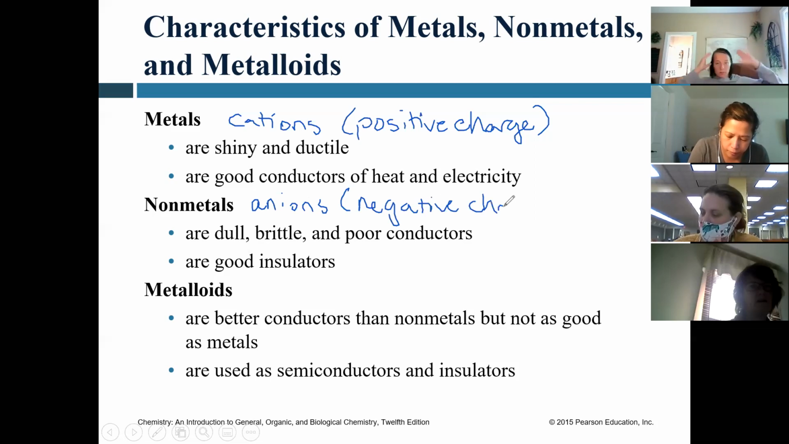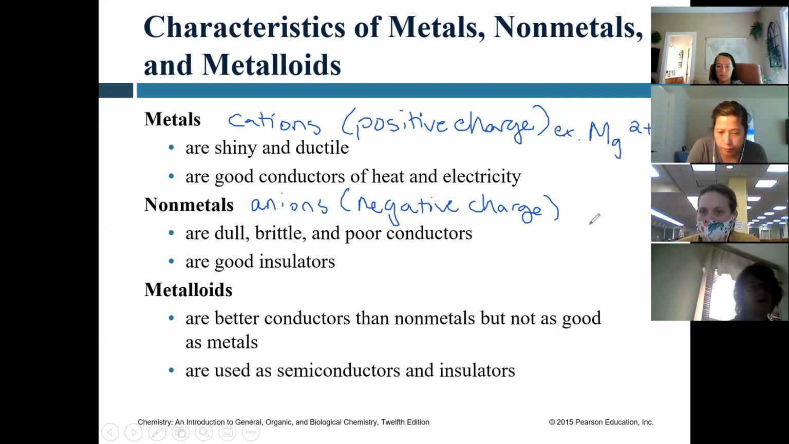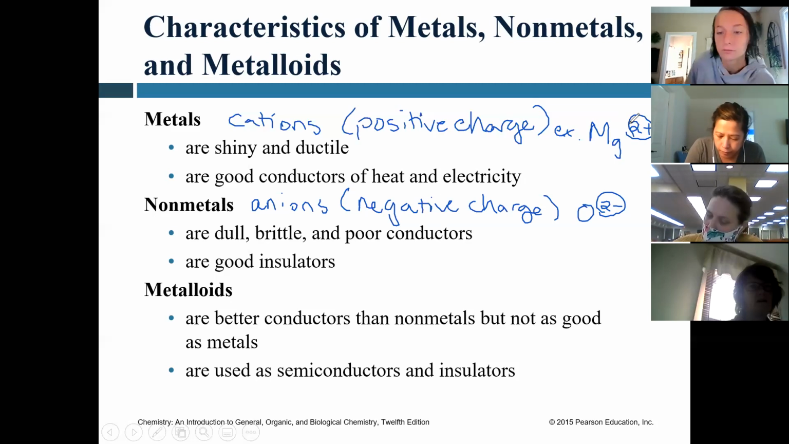charge. So an example of each of these: for this one, magnesium, Mg, likes to form a 2+ charge, always. Non-metal, let's do oxygen. Oxygen likes to form a 2- charge, okay? So that thing in the upper right-hand corner, and again, we'll come back around to this, but positive charge versus a negative charge.